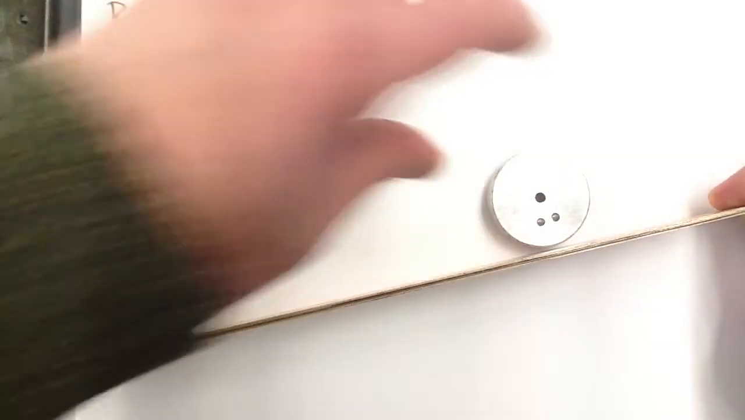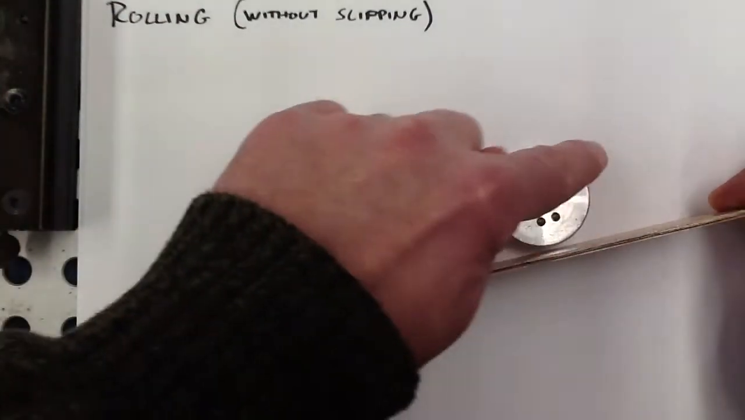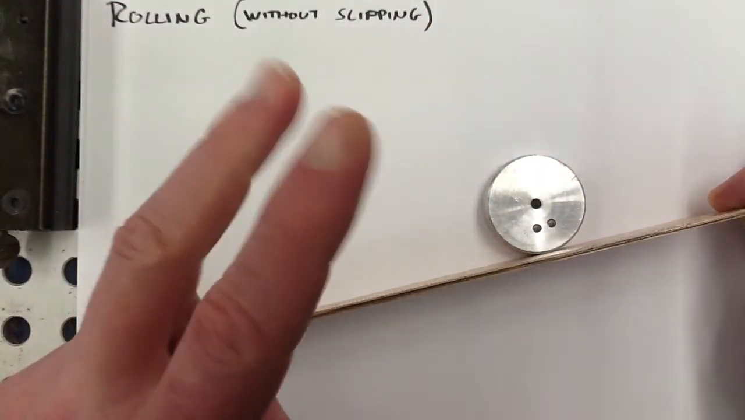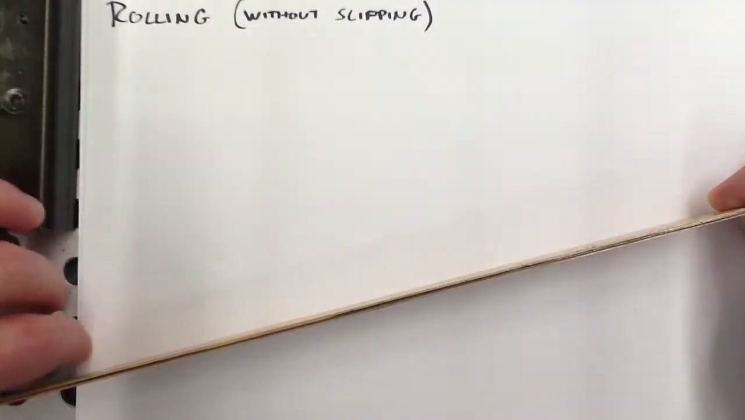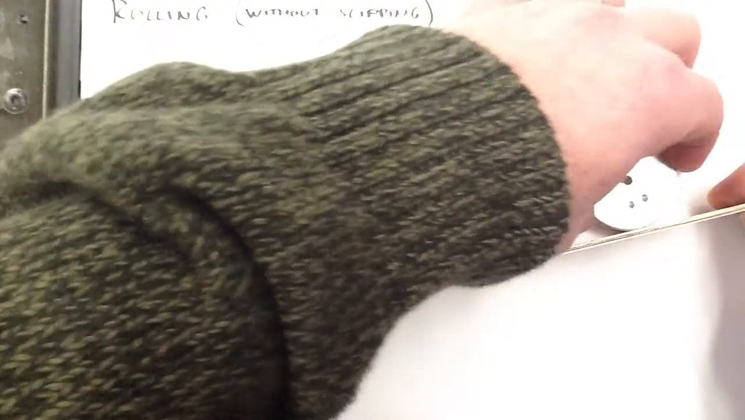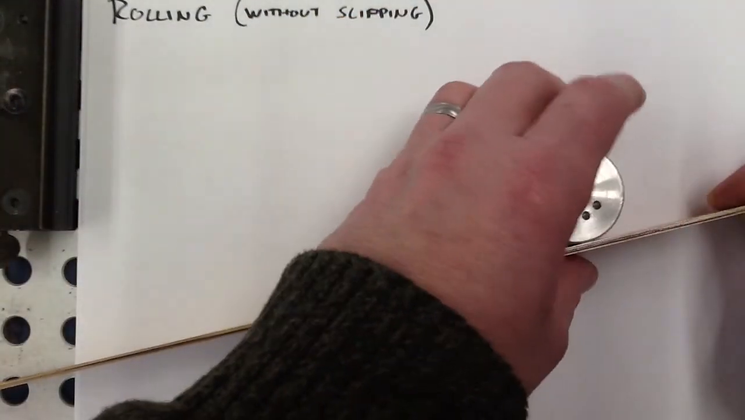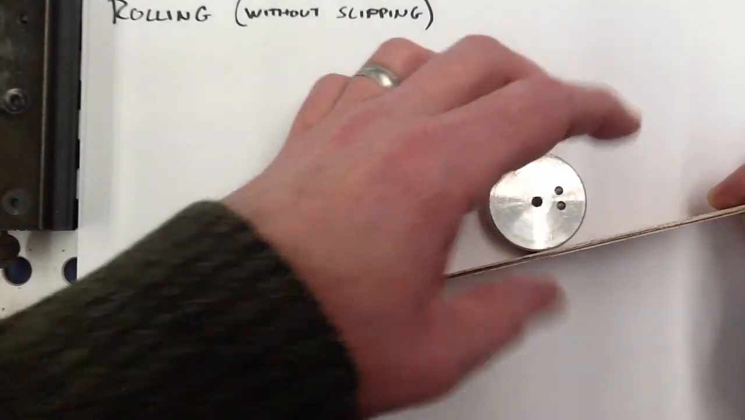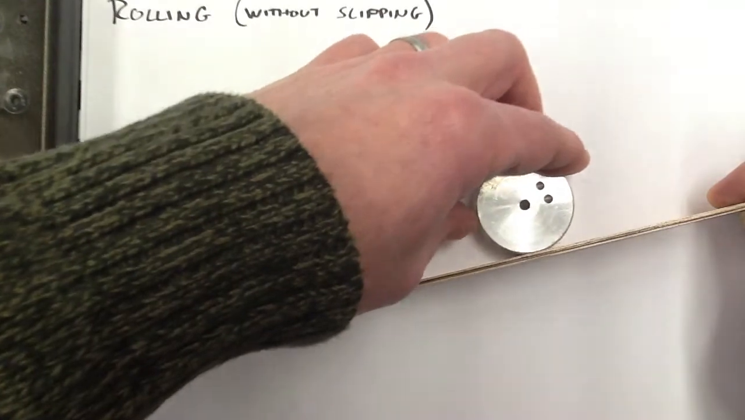So what we need to understand now and realize is that it is in fact friction that allows things to do this thing that we call rolling. If there was no friction, it wouldn't roll. It would just slip or slide down the ramp without rotating. But in fact, it's the friction that is causing it to rotate.